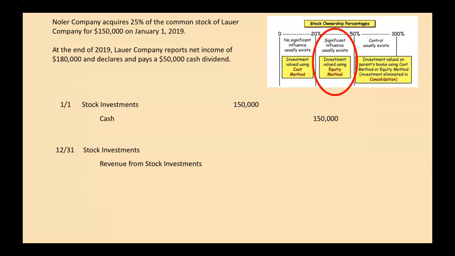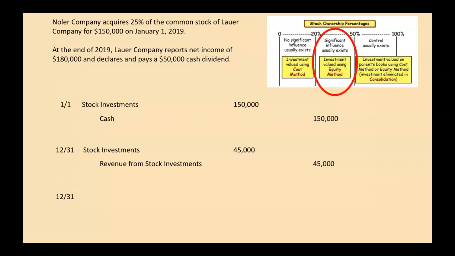Now, do you get all $180,000? No, right? You only own 25% of this company. So you get 25% of their net income. So if we take $180,000 and multiply it by 0.25, you'll end up with $45,000. So we debit our stock investments, $45,000, and we credit our revenues from stock investments for $45,000.